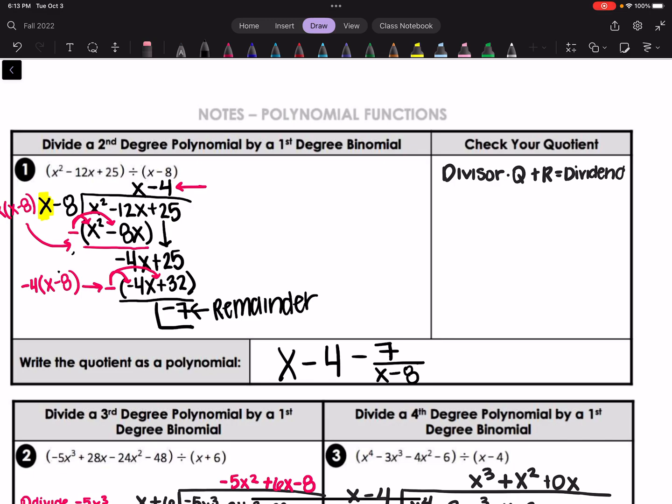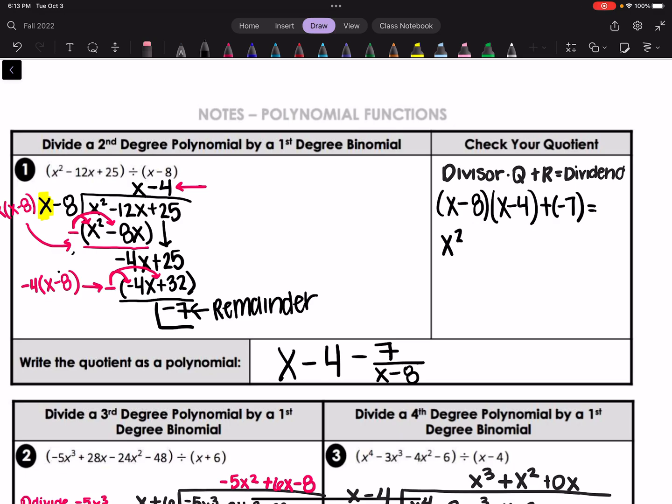One thing that we can do in our problems is check to make sure that we did our division correctly. So if we want to check our division, or check our quotient, we can take our divisor, which is x minus 8, multiply it by our quotient, and add our remainder, and we should get back our original dividend, which is x squared minus 12x plus 25.